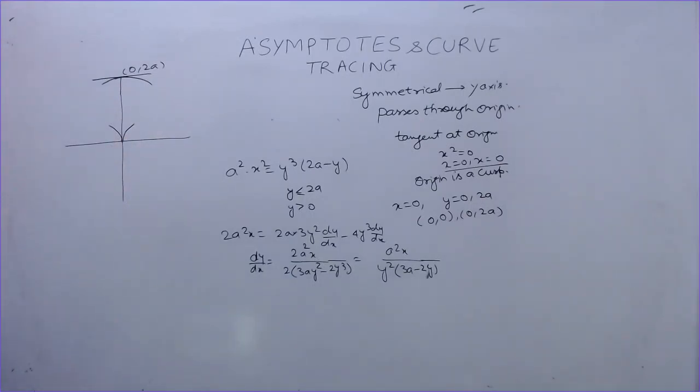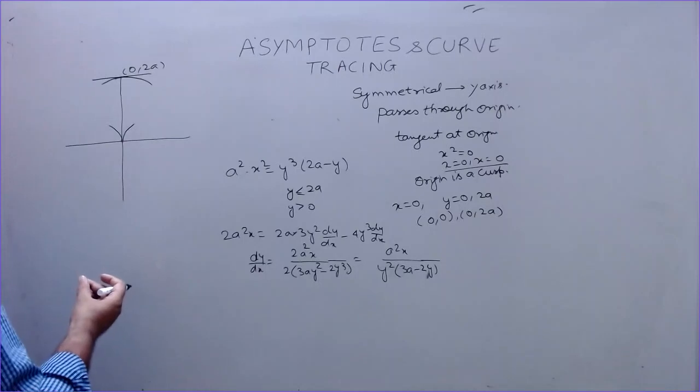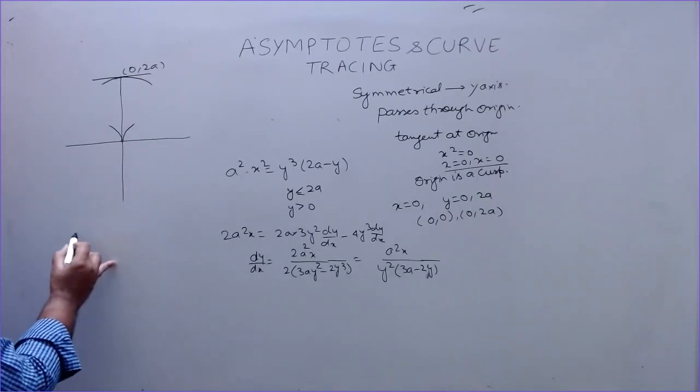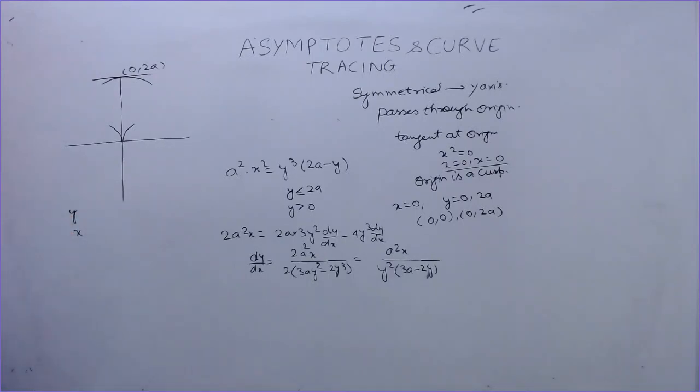Now, this step you can check for the maximum value of y. What is the maximum value of y for this? And apart from this, you can put various values of y for this to find the shape of the curve and get the values of x for different values of y.